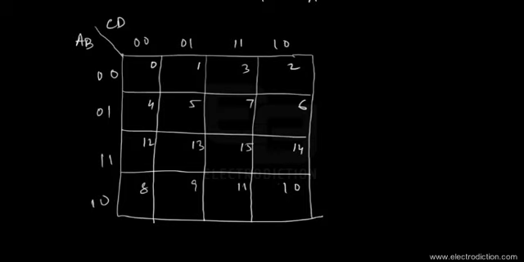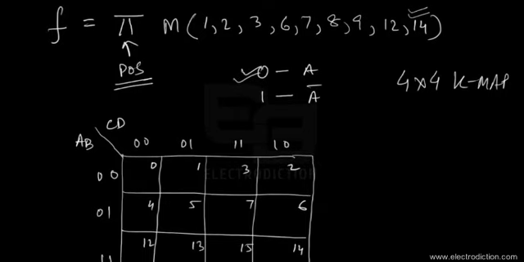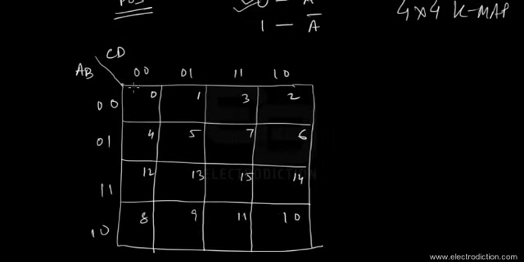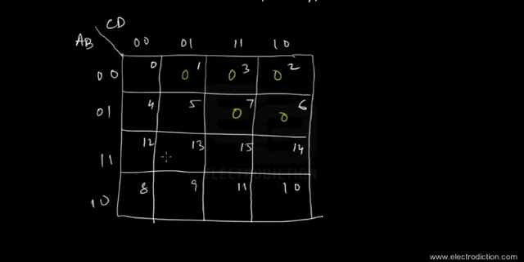I'll use a different color. So there you go. We need to fill up cells 1, 2, 3, 6, and 7. And then again we have the cells 8, 9, 12, and 14.